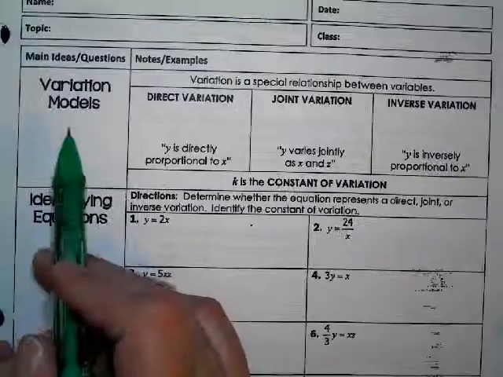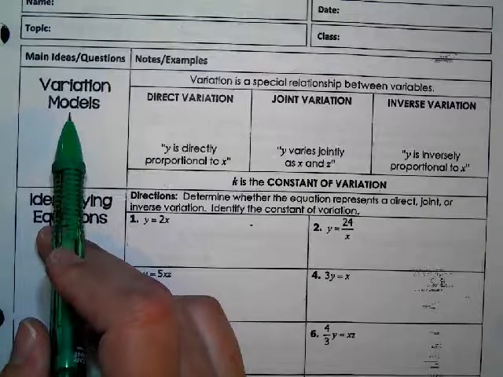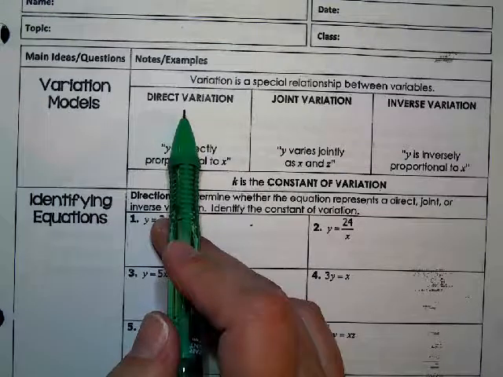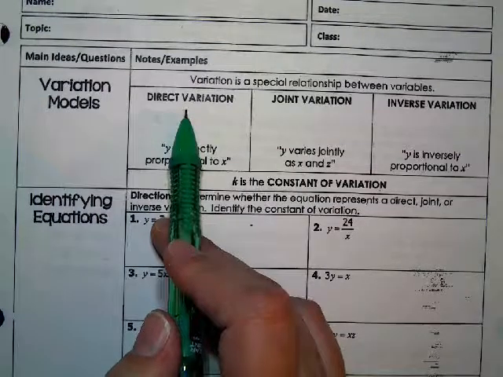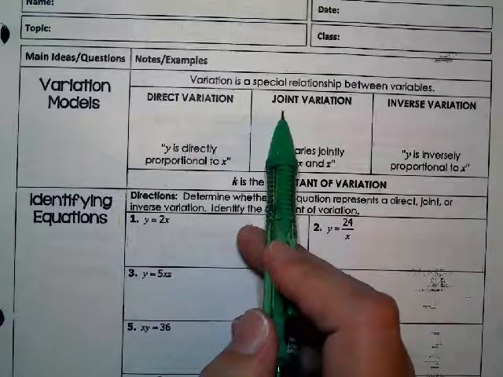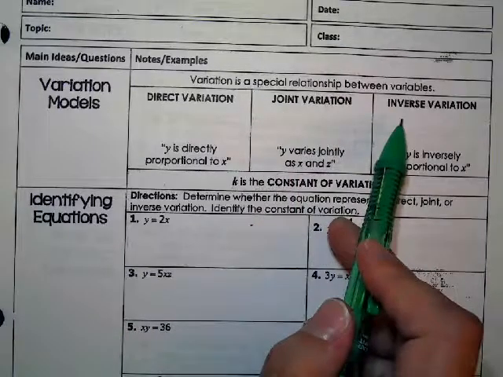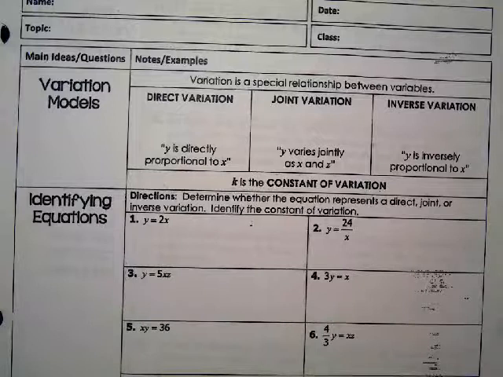Okay. Today we are talking about variation models. We have 3 variation models. We have direct variation. We have joint variation. And we have inverse variation.